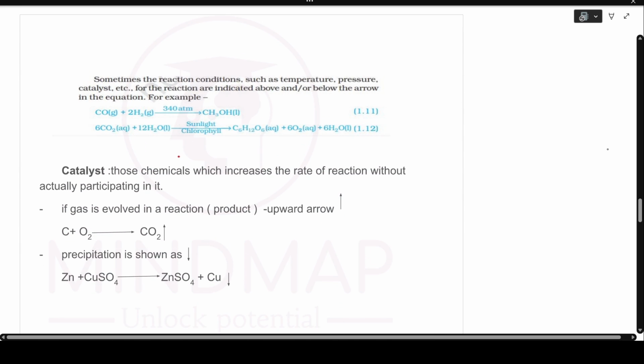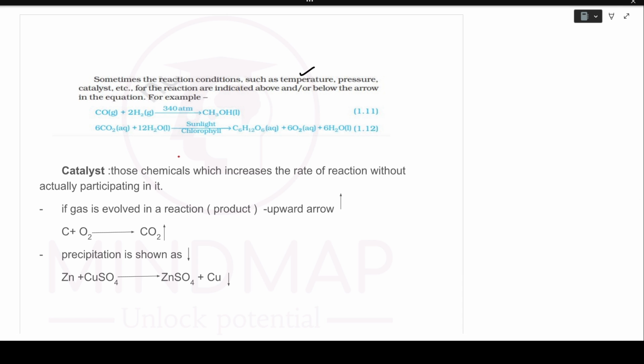Now other than these, there are also certain conditions under which the chemical reaction takes place. Like we need a certain temperature to carry on some reactions. For example, if A and B react together to form C, there is a condition that there should be a temperature of 200 Kelvin. So these kinds of conditions are written either on the arrow or below the arrow. Anywhere you can write the conditions.